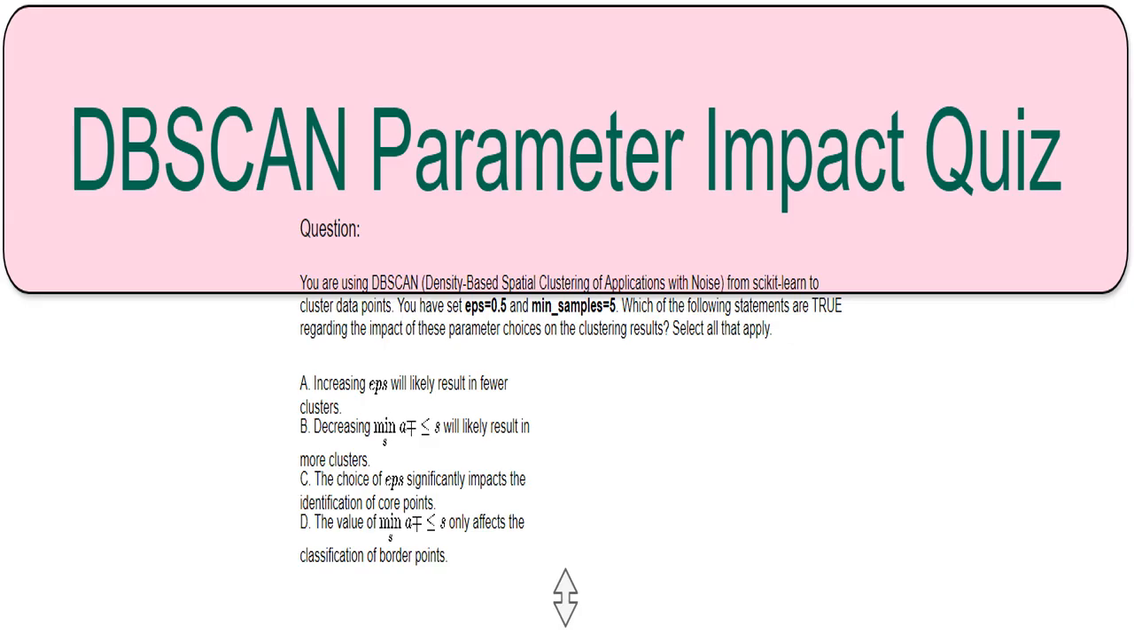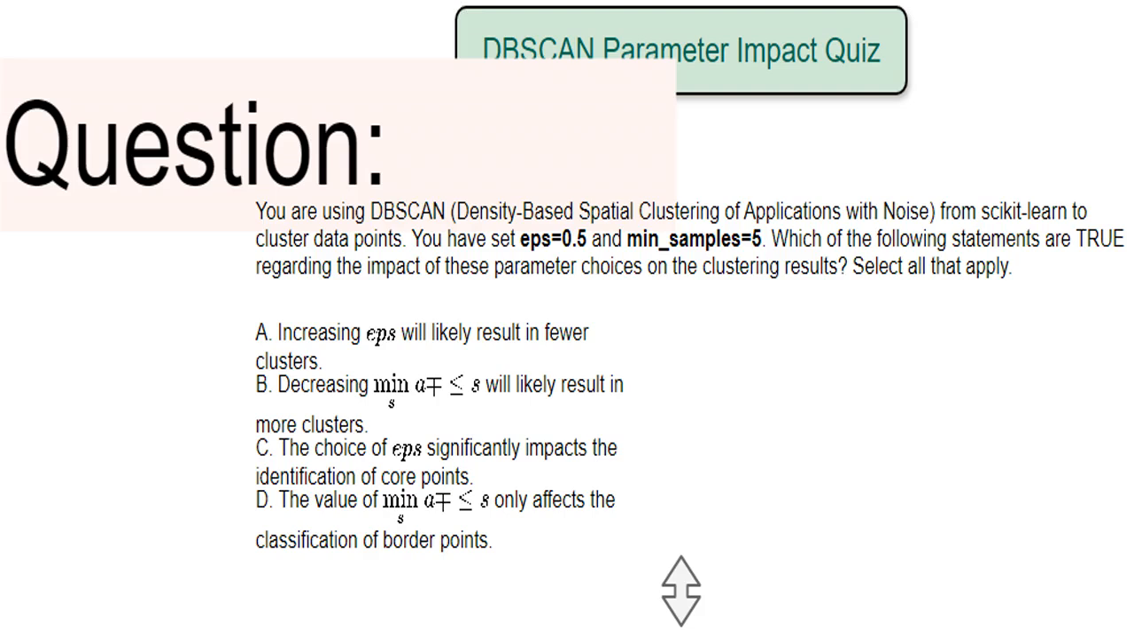This is a quiz testing your understanding of how changing the parameters in the dbscan algorithm affects the clustering results. Let's get started. This question focuses on how the epsilon and minimum samples parameters impact dbscan's clustering behavior. It asks you to identify which statements accurately describe the effect of altering these parameters. Get ready. This sets up the scenario. You're using dbscan with specific parameter values. I'm curious to see how you interpret the effects of these values. Let's analyze these parameters and their impact.